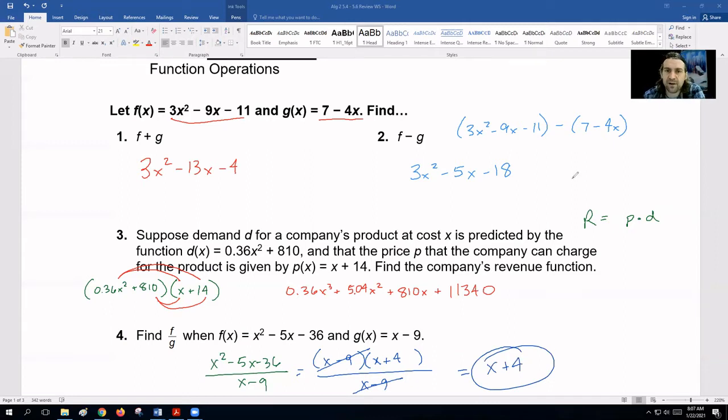All right, so there's the basic arithmetic with polynomials. Up next, we've got composite functions.